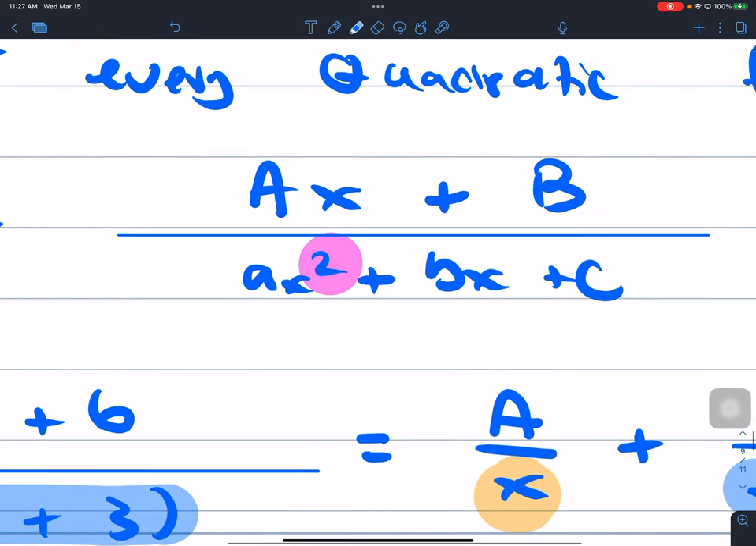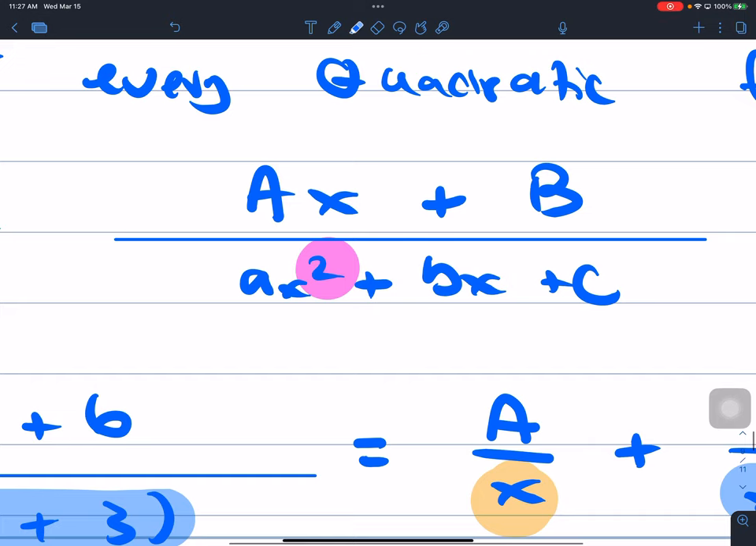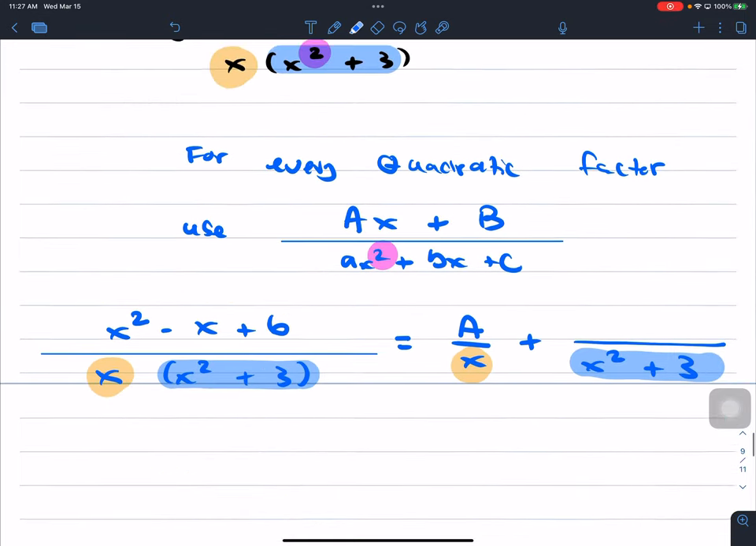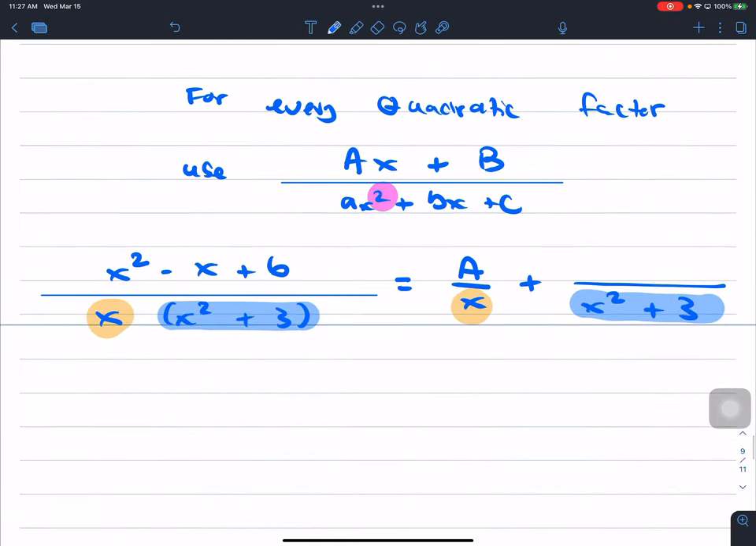So what do I do? You go, but you told me to use ax plus b. Do I use a again? No. What's the next letter? You're going to do bx plus c, okay? So that's what you're going to have to do if you have a quadratic factor. I know they gave it to you this way, but if a is already used, go to the next capital letter, and use bx plus c.